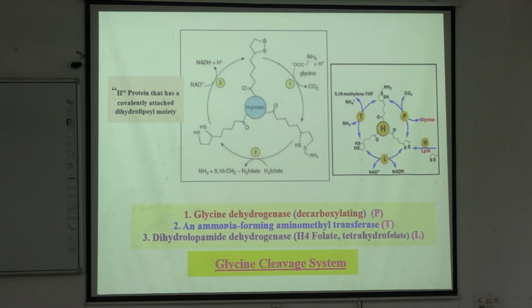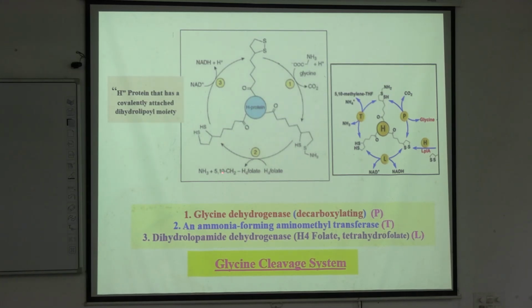Second is an amino methyl transferase. You see here, tetrahydrofolate is there. It is getting converted into 5,10 methylene tetrahydrofolate, and ammonia is produced. And C3 is dihydrolipoamide dehydrogenase, because this is required to oxidize NAD to NADH. Okay, this you will see in the next slide.